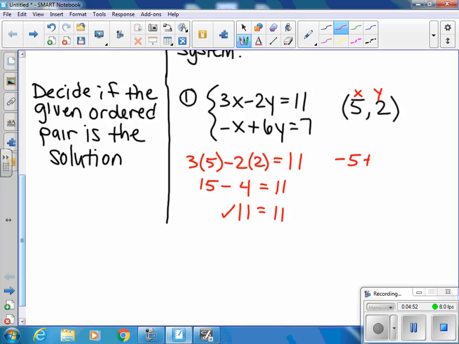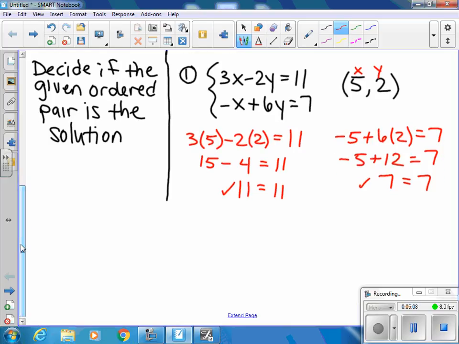So negative 5 plus 6 times 2 equals 7. Okay, and again, do your order of operations. So 6 times 2 is going to be 12, and negative 5 plus 12 is 7. So notice that it worked in both equations. When it works in both equations, then your final answer is yes, it is a solution.